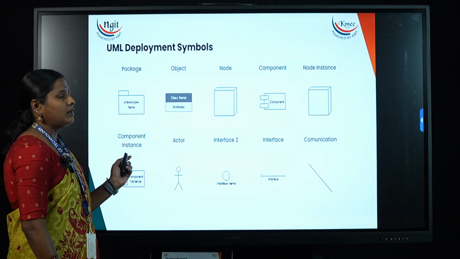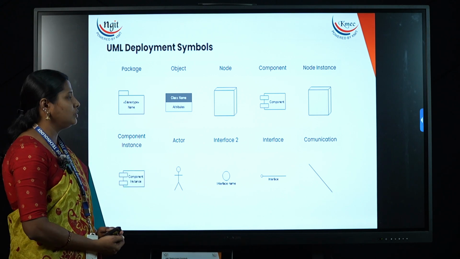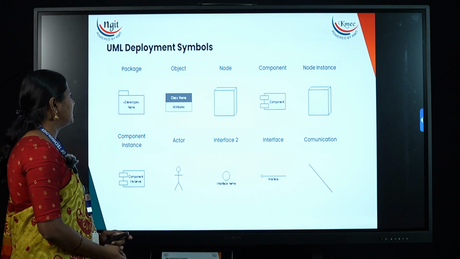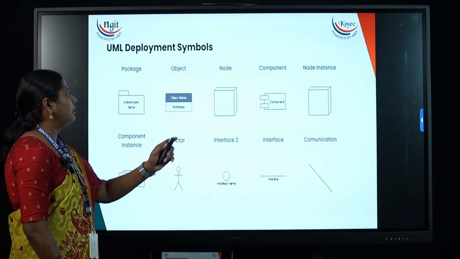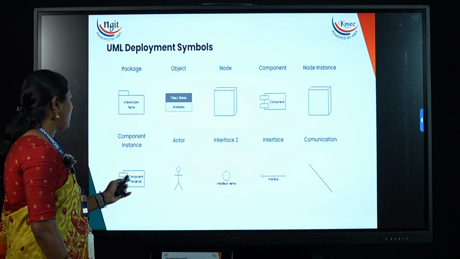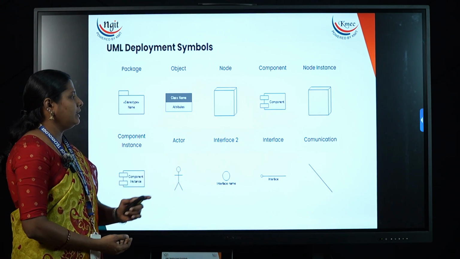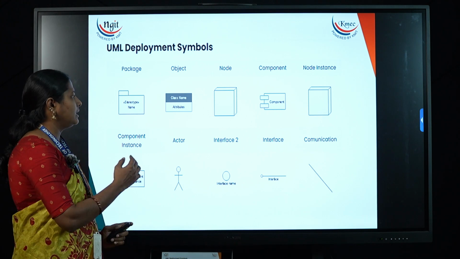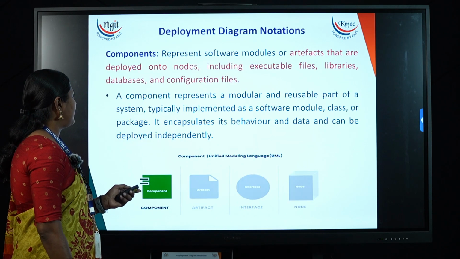Coming to the UML symbols or the notations. These are the various symbols or notations that we can use for the deployment diagram. The first one is a package, second one is an object, third one is a node, component, node instance. The next ones are component instance, actor, interface, and communication. All these are the elements that are useful to draw the deployment diagram.